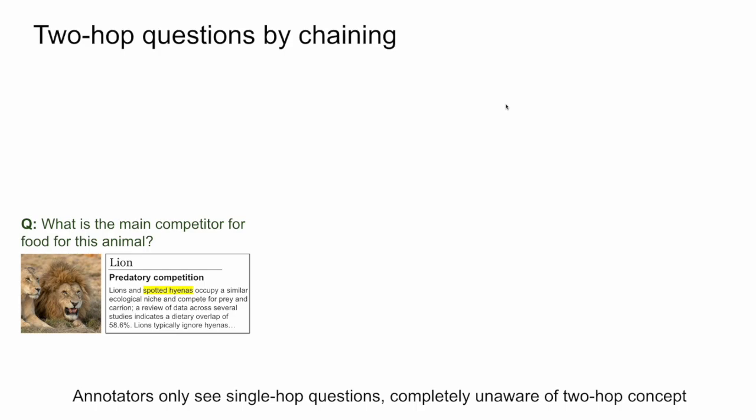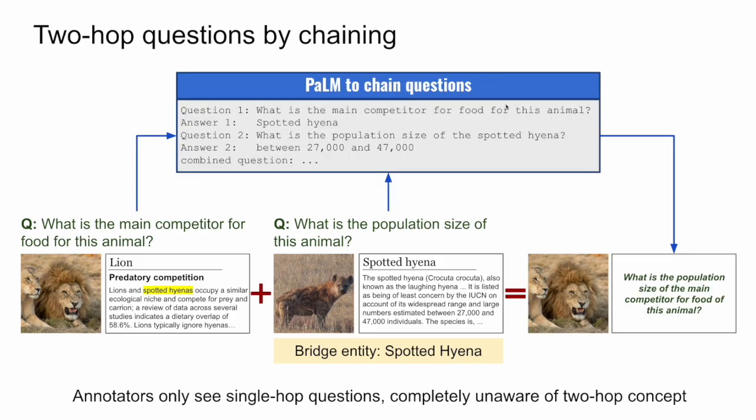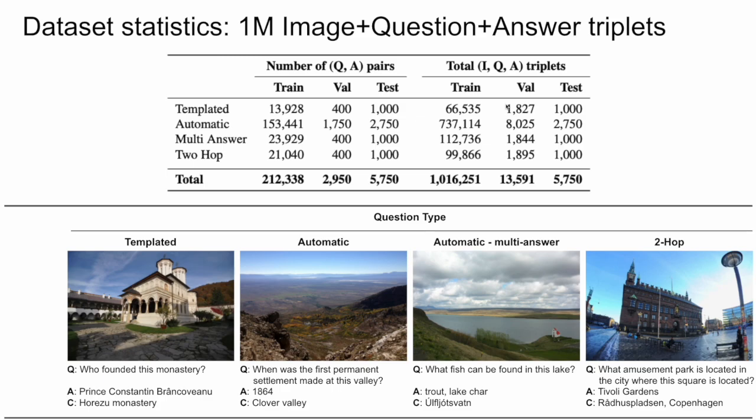We also have 2-hop questions, and we do so by chaining. For example, we start with a single question: what is the main competitor for food for this animal? And we observe that the answer, spotted hyena, is a bridge entity in the sense that it also is linked to one of the categories in our dataset. About the spotted hyena, we have the question: what's the population size of this animal? Now we use an LLM to chain those questions into a combined question, a 2-hop question: what is the population size of the main competitor for food for this animal? In total, we obtain over 1 million image, question, and answer triplets.